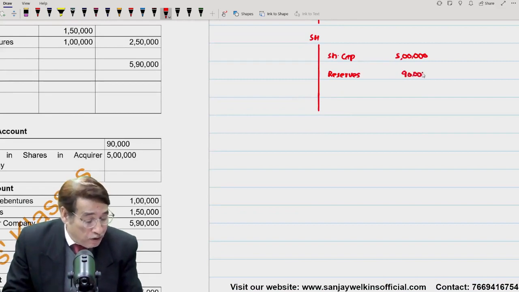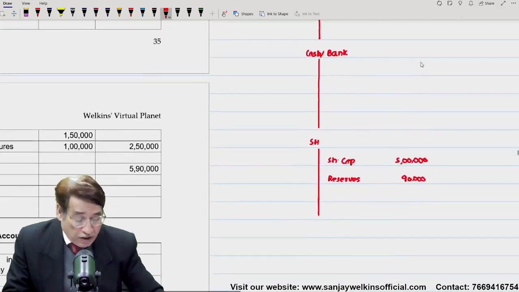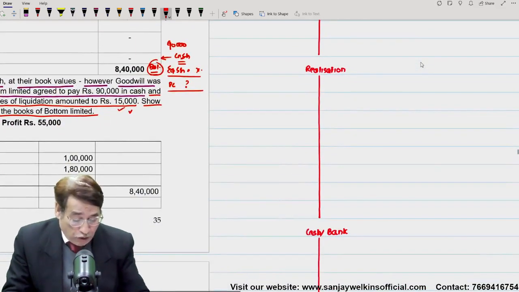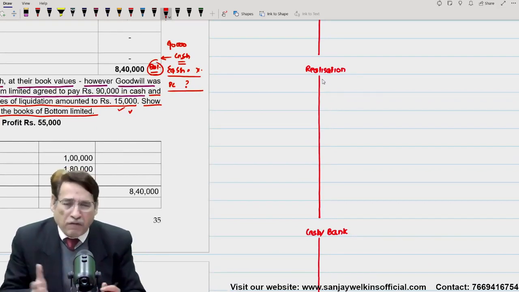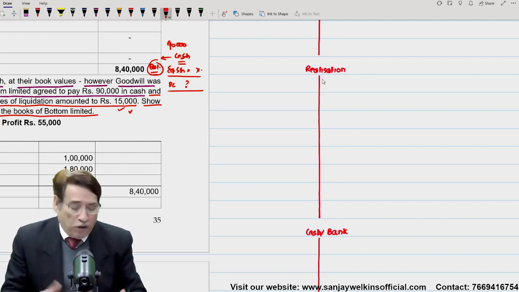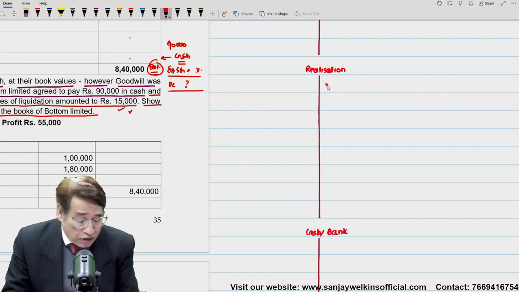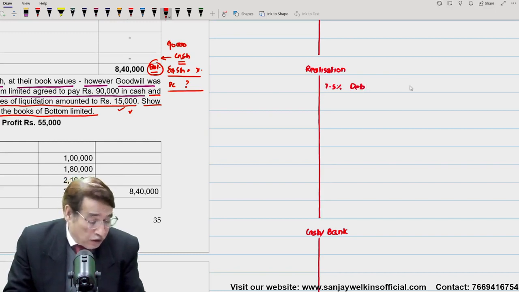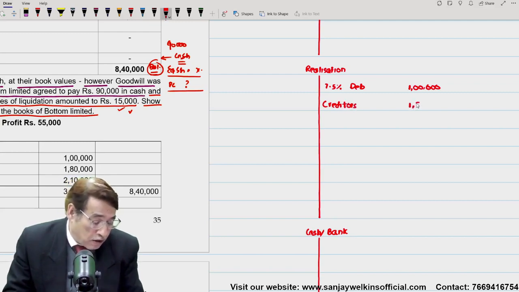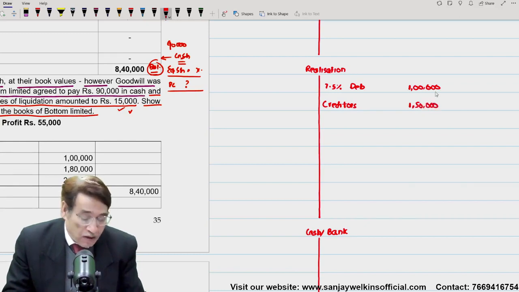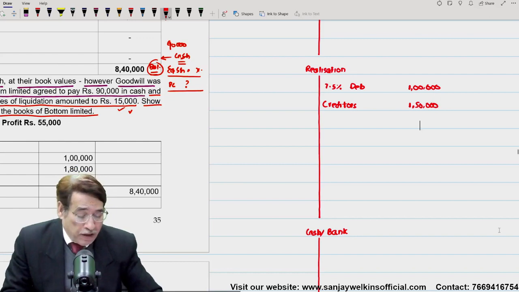Besides reserves, there were debentures and creditors, two liabilities, and in the last session we talked about this particular fact that all the liabilities are transferred to the credit side of the realization account irrespective of whether taken over or not. However, in this particular question, both the liabilities have been taken over. So I shall write here 7.5% debentures, 1 lakh as given in the question, and then creditors, 1,50,000. Is it clear to you? So that means now our liability side is closed.